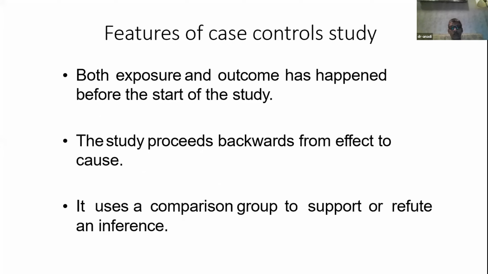So features: both exposure and outcome have happened before the start of the study. So you are talking about a cancer patient. Cancer has already developed. You are comparing with a population of non-cancer patients in whom the cancer has not developed. The study proceeds backwards from effect to cause. It uses the comparison group to support or refute an inference.